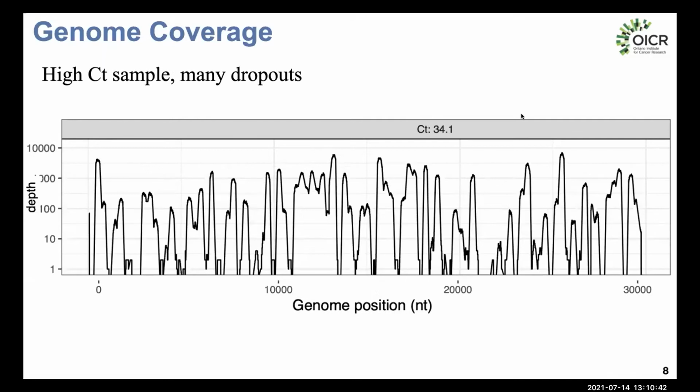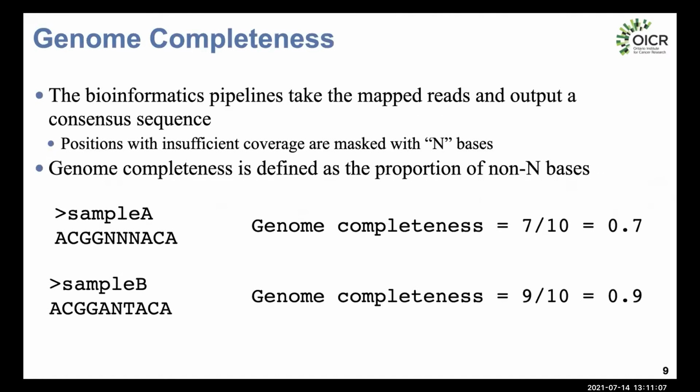If we go to a sample with a very high CT, CT 34, we see that the coverage profile looks very, very poor here, with the majority of the genome not covered by sufficient reads for calling a consensus sequence, and we'd be unlikely to get a high enough quality genome to perform any sort of analysis on later on. So the way that we quantify whether we've recovered enough of the genome for analysis is by calculating what we call genome completeness.